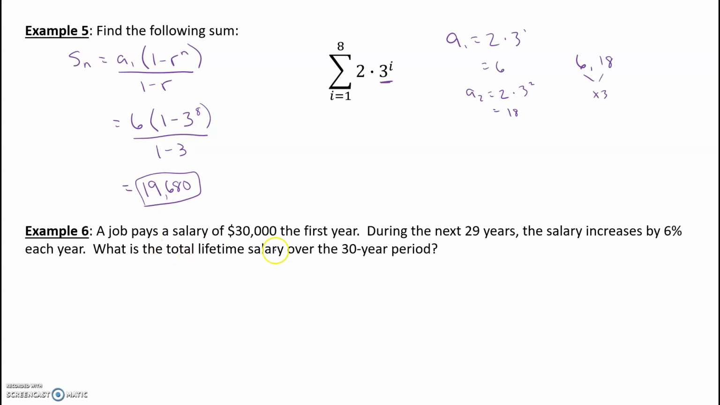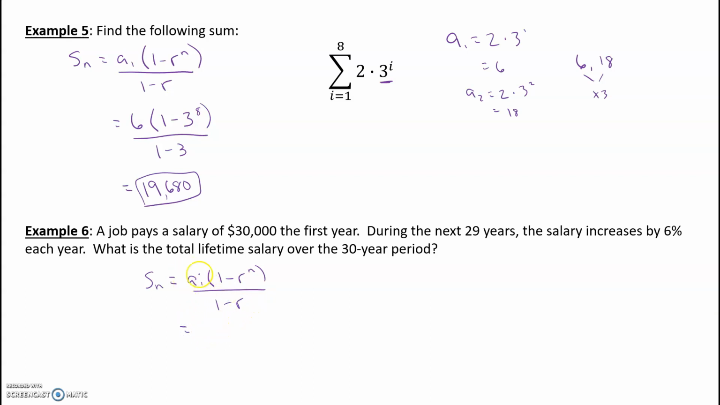All right, moving on. A job that pays a salary of $30,000 for the first year. During the next 29 years, the salary increases 6% each year. What is the total lifetime salary over the 30-year period? All right, so we're going to have our formula S of n equals a sub 1 minus r to the n over 1 minus r.